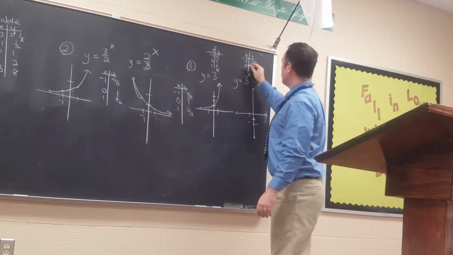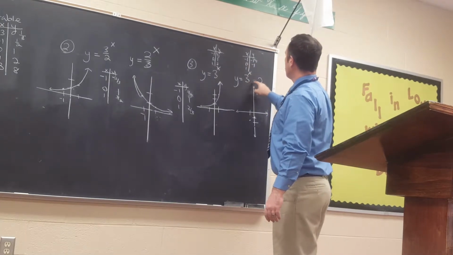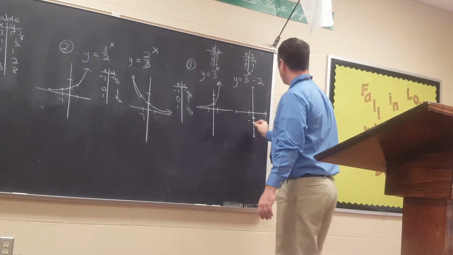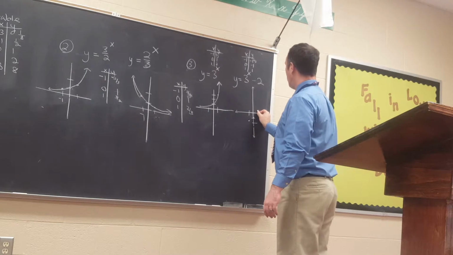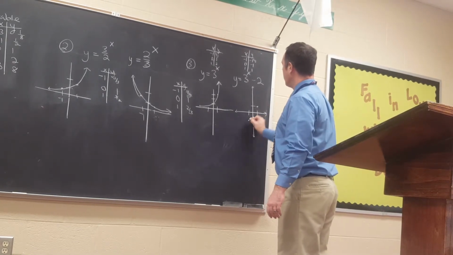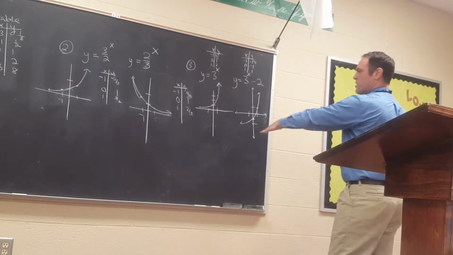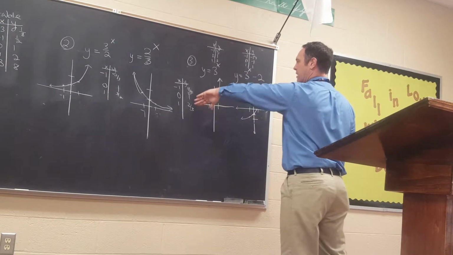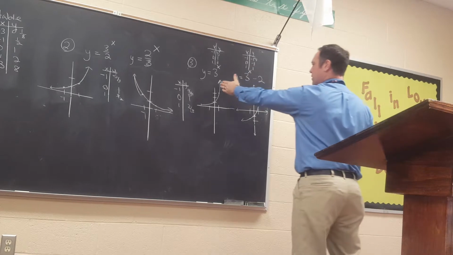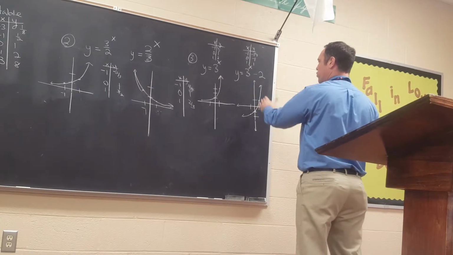Okay, and we see here we put in 1. We get 3 minus 2, which is 1. So you have the coordinates 1, 1. And we look at this and we can tell, okay, the curve, if I did this precisely, is the exact same shape. The only difference is this graph is shifted down 2.